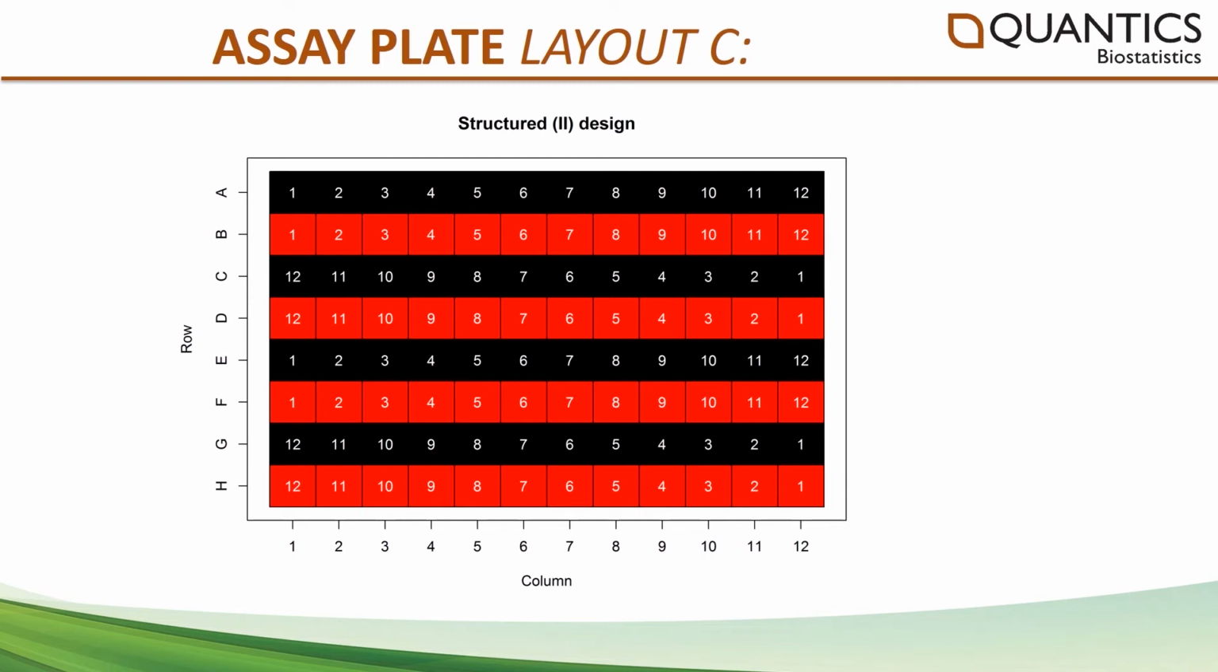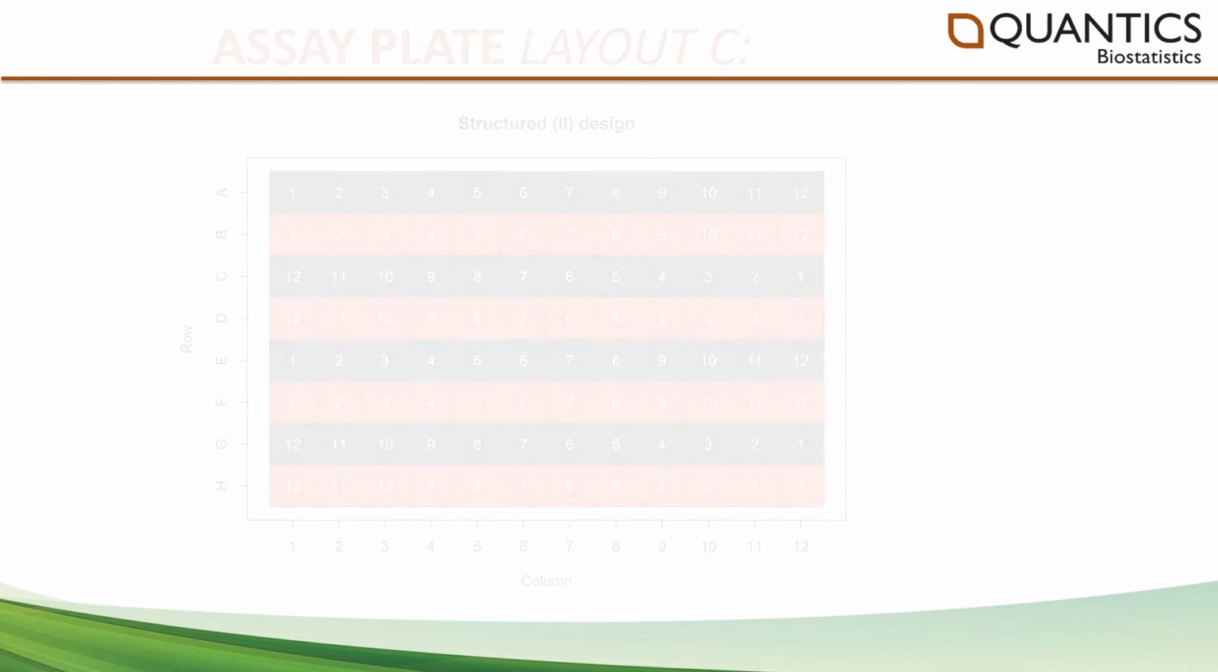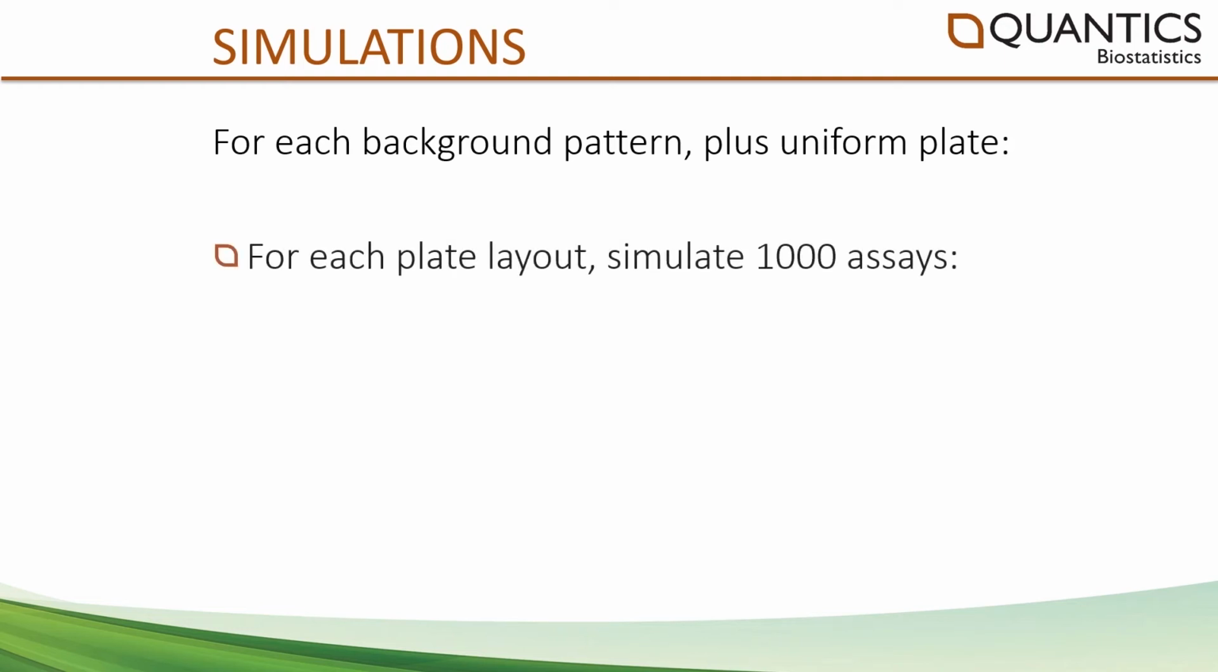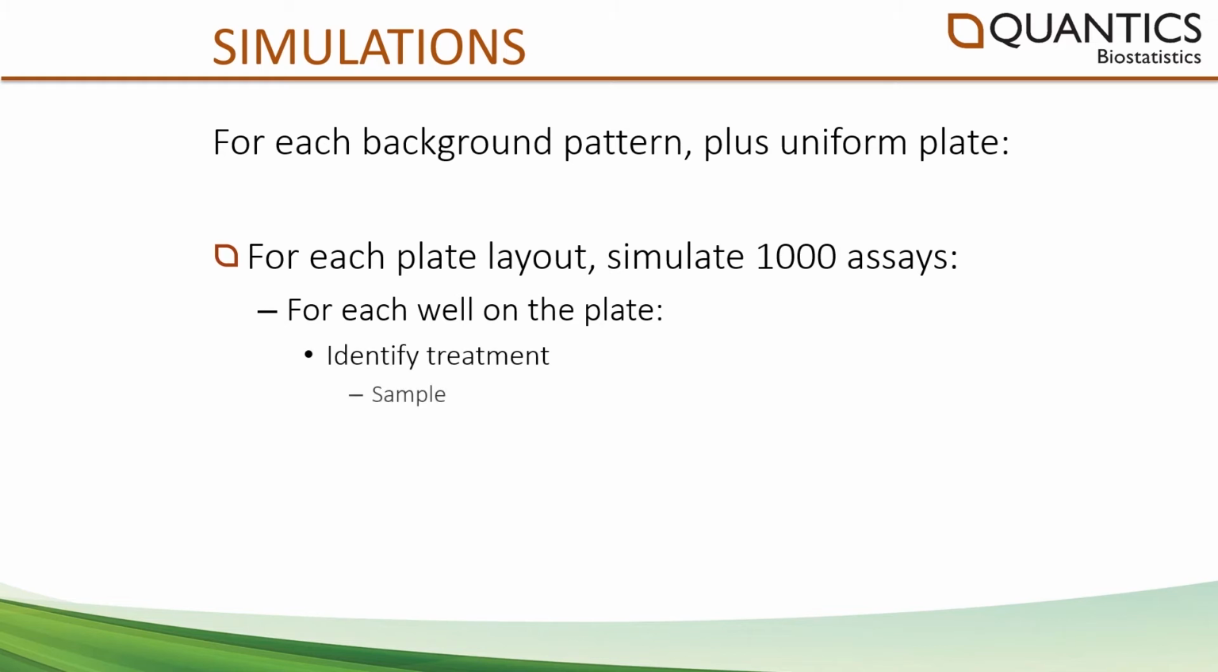So the simulations proceeded as follows. We took each background pattern in turn, and we also did the same thing for a uniform plate. So for each background pattern, took each plate layout in turn, and for each of those we simulated 1,000 assays, and that involved identifying for each of the 96 wells on the plate which treatment they would be given for the particular plate layout. So that would be either the reference or the test sample, and we would find which dose was being given to that well.